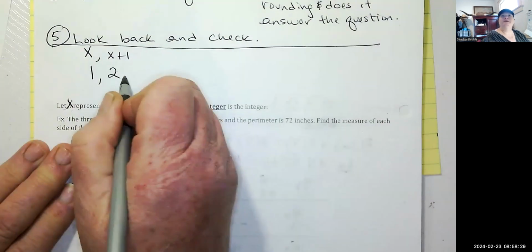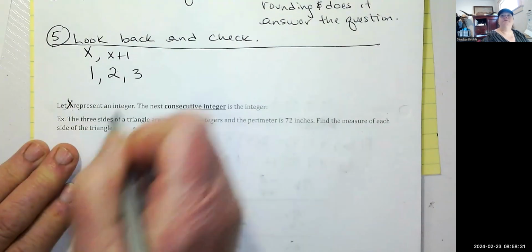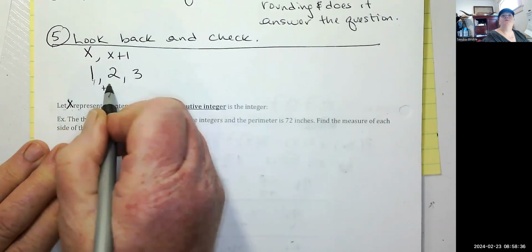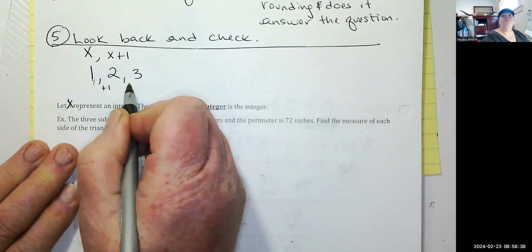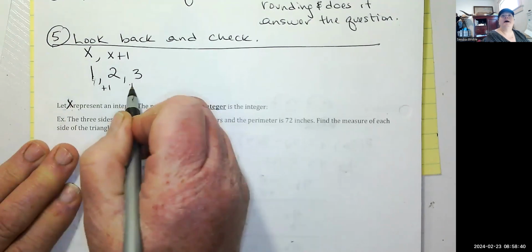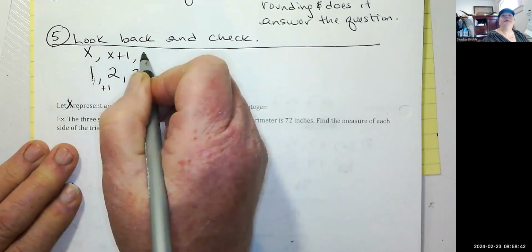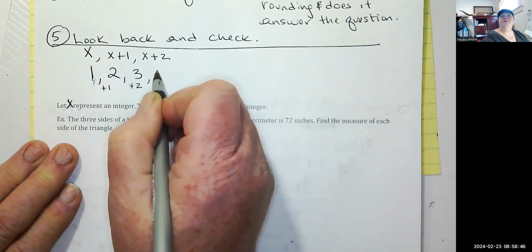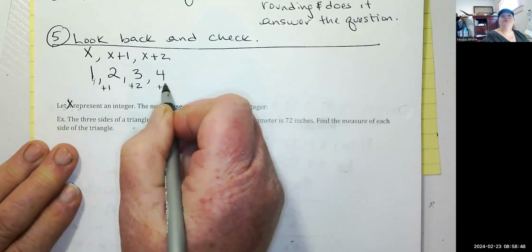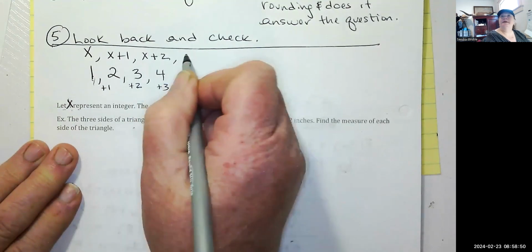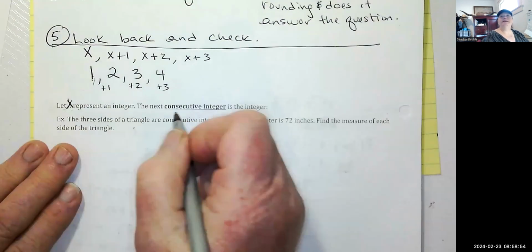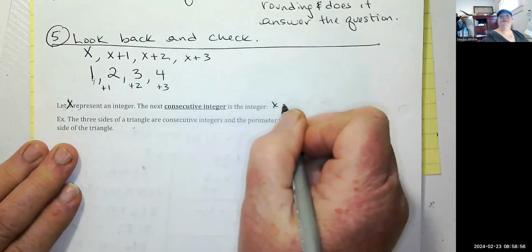What would our next one be? 1, 2, 3. How do we get from 1 to 3? From 1 to 2, we add 1. From 1 to 3, we add 2. So then the next consecutive integer is x plus 2.